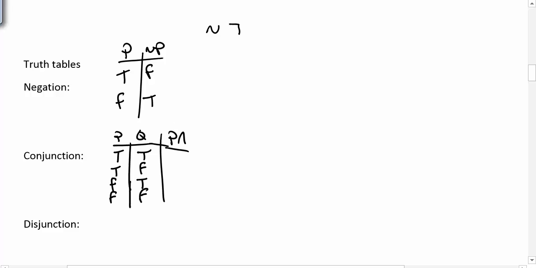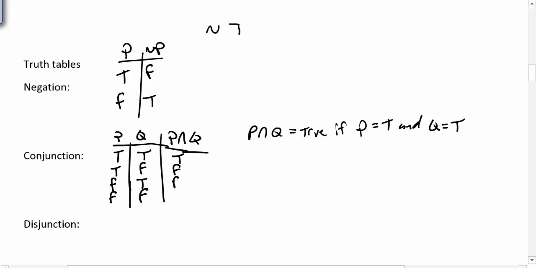A conjunction is this idea of "and," and we use a caret-looking symbol, one that you might view as an exponent, to represent a conjunction. And a conjunction is true only if both statements are true. So P and Q is true if P is true and Q is true. Okay, so the conjunction has its own set of truth values. If both are true, then it's true. If anything is false, then the conjunction itself has to be false.